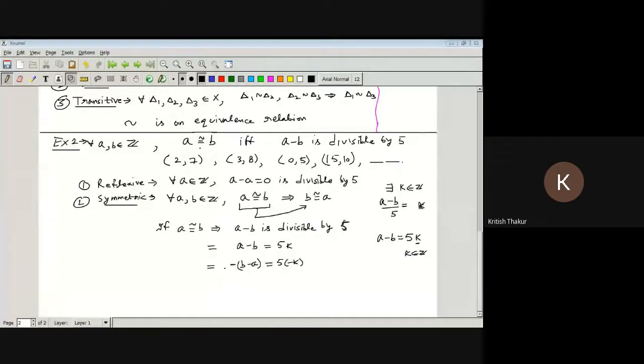Yes, Kanika, we can write a minus b as equal to 5k, right? So k belongs to the integers. Now, in the next step, we write a minus b as minus of b minus a, which is equal to 5 into minus k. So where does minus k belong? I will write it like this.